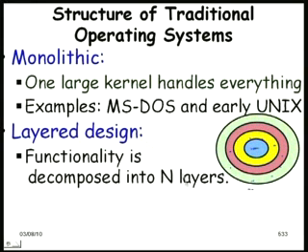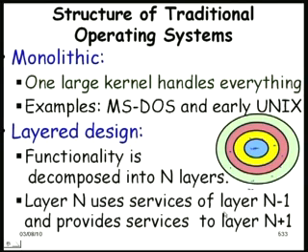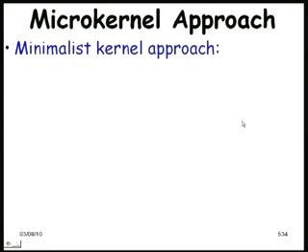Functionality is decomposed into n layers, and each layer provides service to the layer above it and utilizes the service of the layer below it. That was the typical structure of an operating system we studied in the first level course. But we will see that the microkernel approach has become popular now.